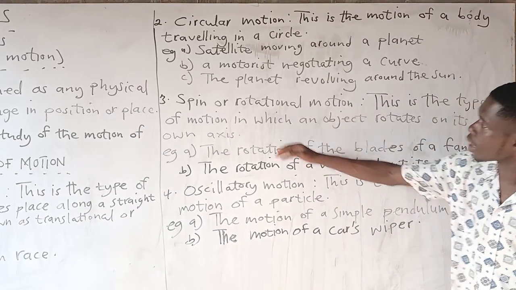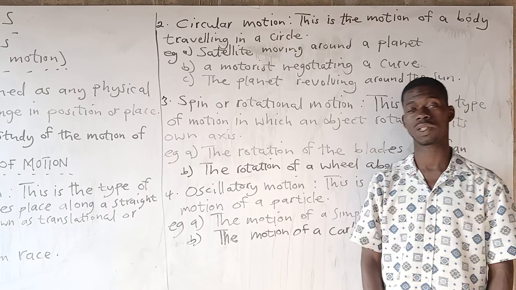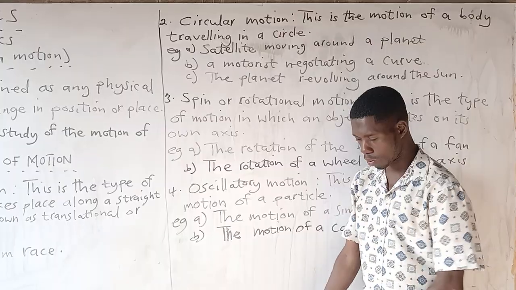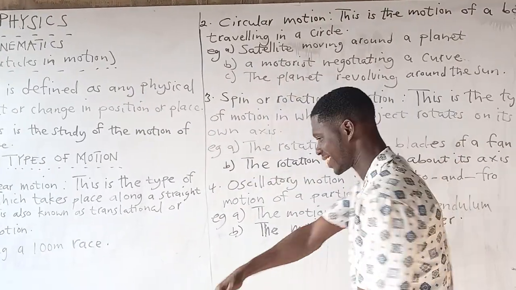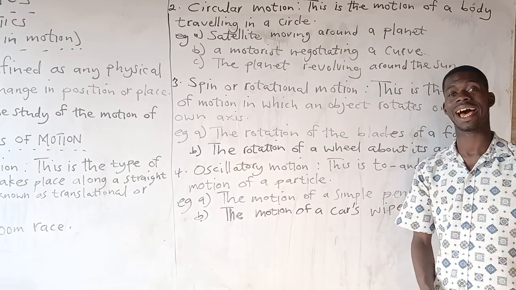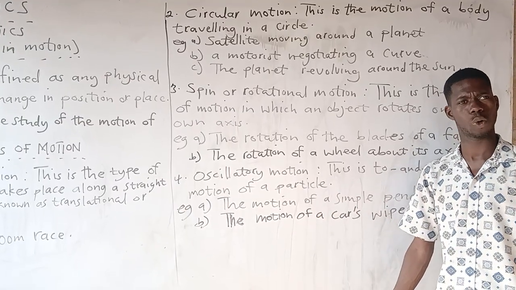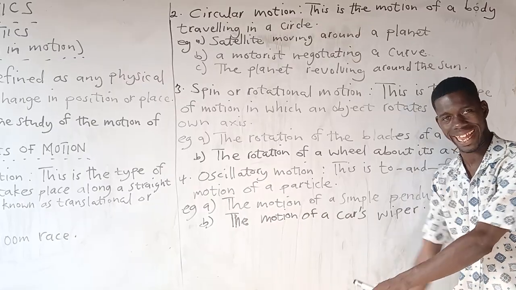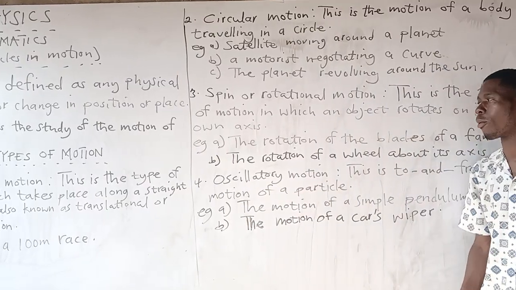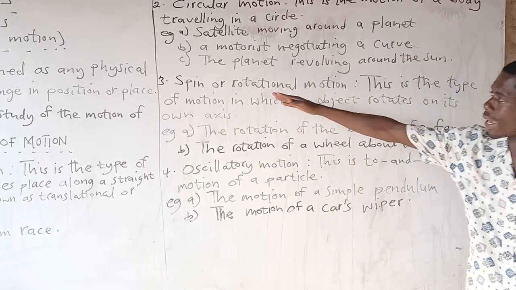Then we have a motorist negotiating a curve. You can see nowadays we have a lot of motors around. When they are negotiating the curve, it is termed as circular motion. Sometimes they even use a car to do that. They usually negotiate a curve like this. That is an example of circular motion, a motorist negotiating a curve.